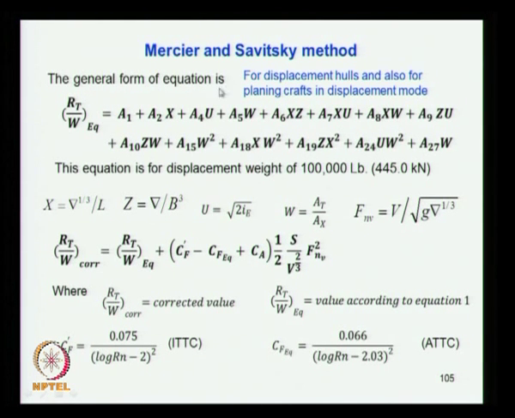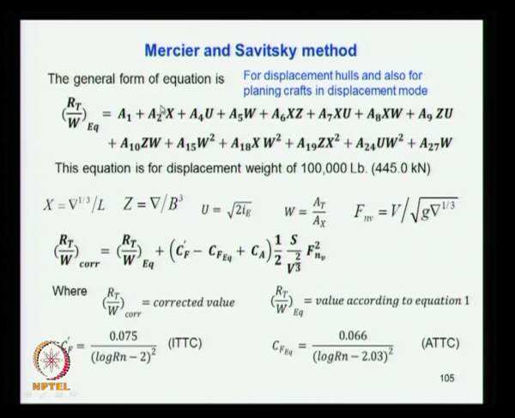So the general form of the equation is given by this, total resistance by weight of the ship is given by this one, A1 plus A2x plus A4u plus A5w plus A6x and so on. So it goes up to A27, many A's are missing in between because this is the form that has been used, and this equation is based on a study carried out for a displacement weight of 100,000 pounds, or equal to 445 kilonewtons.